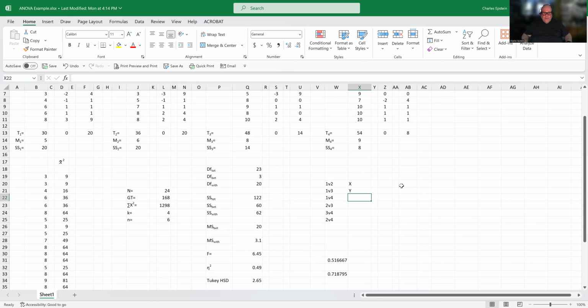Let's look at 1 and 4. Mean of group 1 is 5. Mean of group 4 is 9. 9 minus 5 is 4. Looks like it's a difference. Put a Y in there. 2 versus 3: the mean of 3 is 8, the mean of 2 is 6. 8 minus 6 is 2. That gets a nixie, that gets an X. 3 and 4: 9 minus 8 is 1. That's a nixie. And 2 and 4: 2 is 6, 4 is 9. 9 minus 6 is 3. That is a yes.